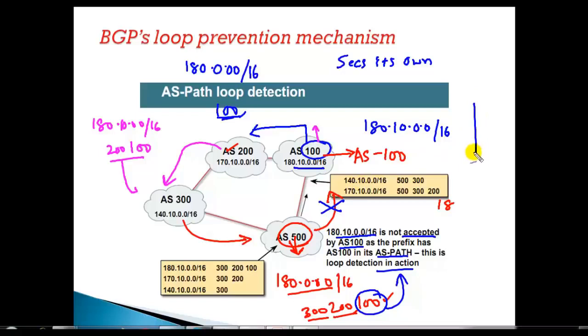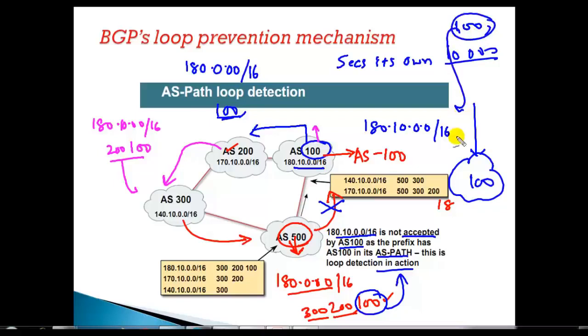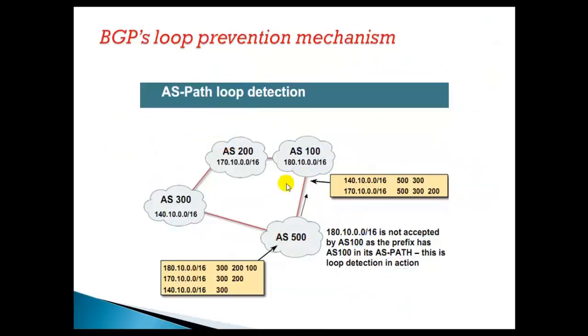So BGP will never install any route when it sees its own AS number. So I'm running AS 100 and I'm getting a route called the 10 network which also has AS 100. So it's something originating from my AS and coming back to my AS again. Because when you are connecting to the internet, definitely you are connecting to multiple routes, and there is a possibility that the routes will be coming from multiple sites, or the same route is coming back again to my AS. So this is the loop prevention mechanism you need to understand, the default behavior of BGP.